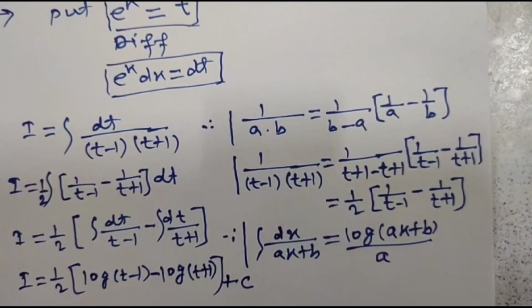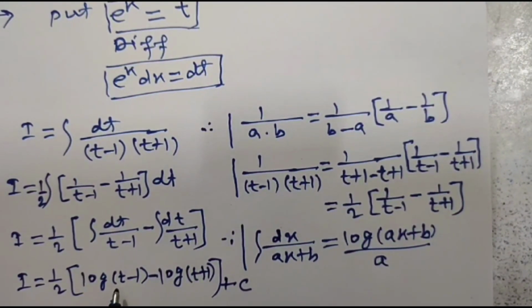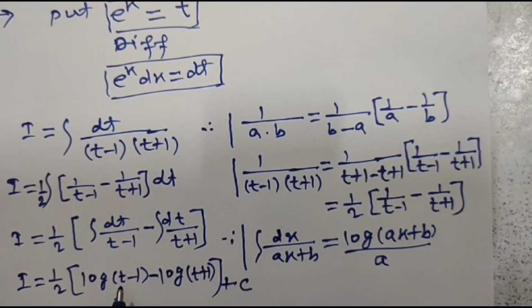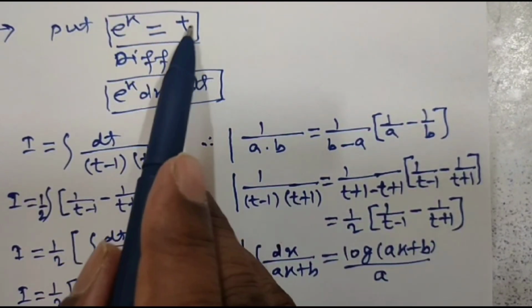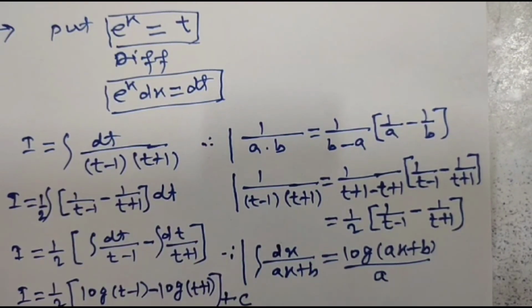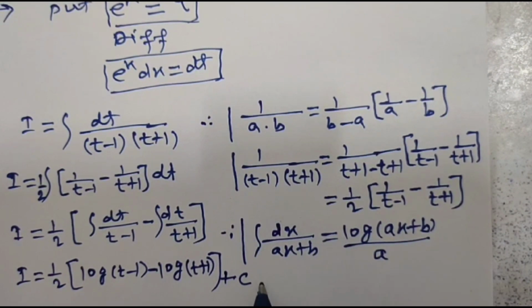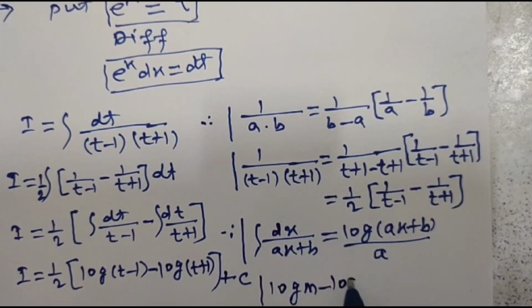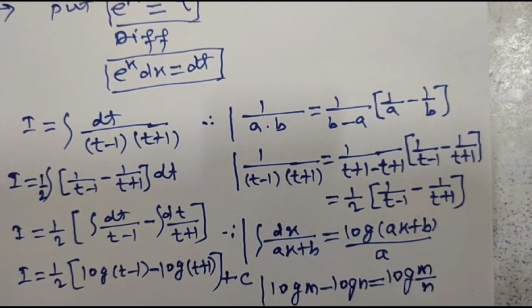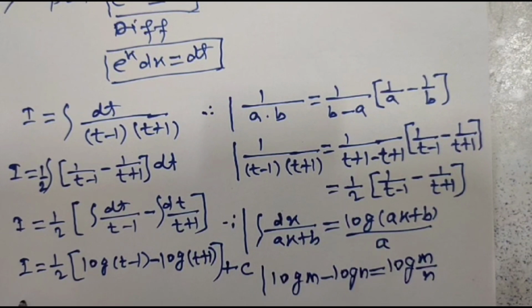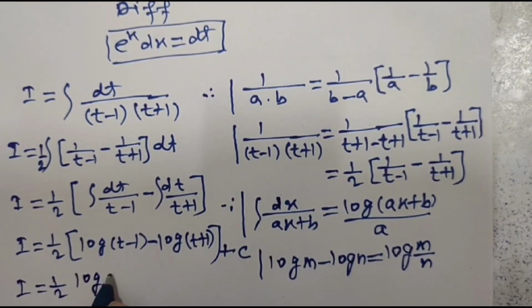So now we have to replace the new variable t by the old variable x. So you can replace t by e to the power x here. Before that, you can apply the property of logarithm. You know, logarithm of m minus logarithm of n is equal to logarithm of m upon n. So applying this property, I is equal to 1 upon 2 logarithm of (t minus 1) divided by (t plus 1) plus integral constant c.